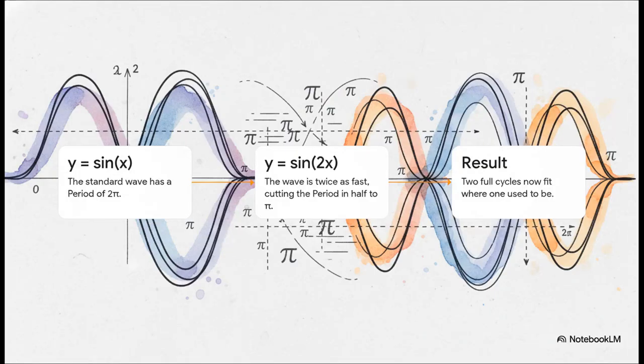So let's watch it happen. Your standard sine wave takes a full 2 pi to do its thing. But look what happens when we change the equation to sine of 2x. Suddenly, the wave is moving twice as fast. You can literally fit 2 complete cycles into the same space where we used to only have 1. And hey, look at that. Our formula works perfectly. The period gets cut in half, from 2 pi down to just pi.